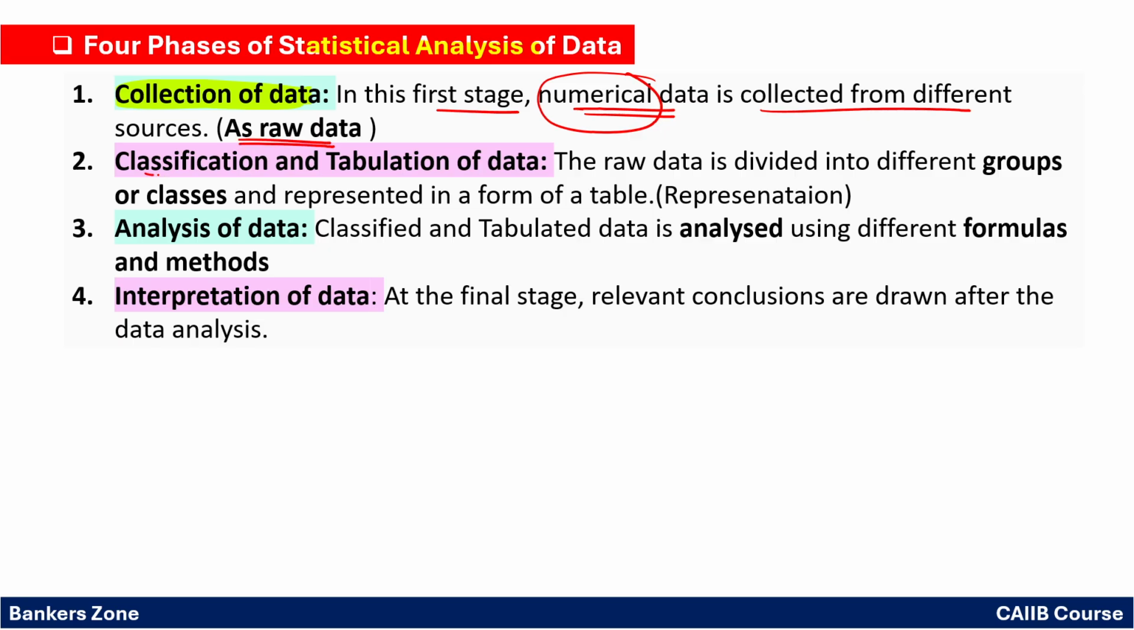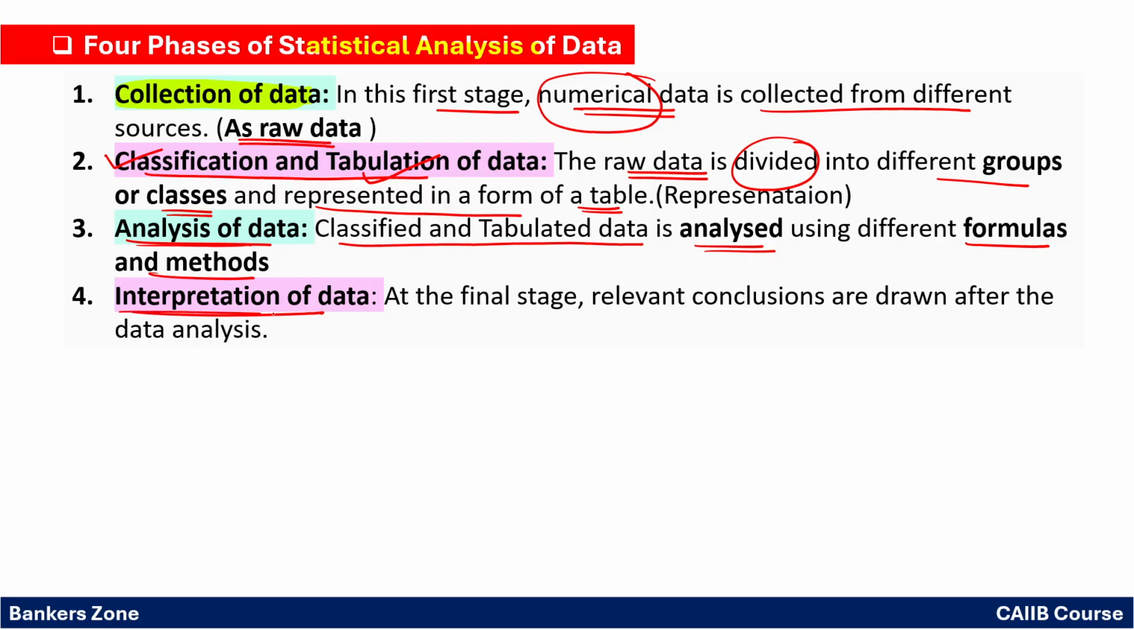The next is classification and tabulation. Once we get the raw data, we will divide it into different groups or classes, that is called classification, and we will represent the data in the form of a table. That is tabulation, right? Classification means simply segregation, tabulation means making the table. Then in the third stage, analysis of data. Based on that classified and tabulated data, we will analyze it using different formulas and methods. And lastly, interpretation of data is the final stage. At that stage we will draw the conclusion after the data analysis. It is the interpretation of data.